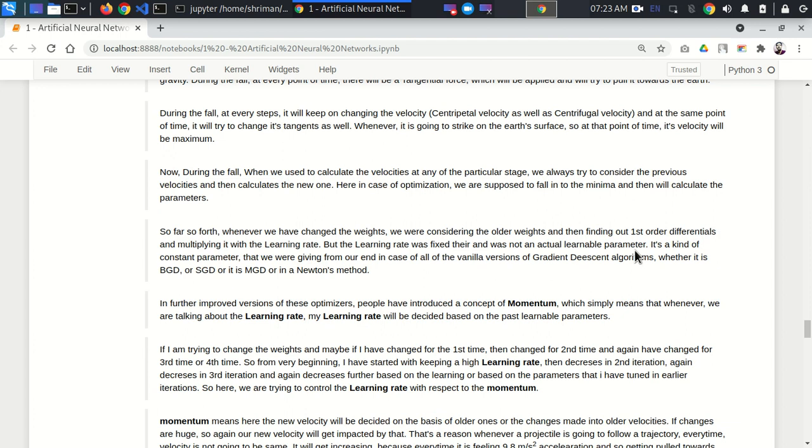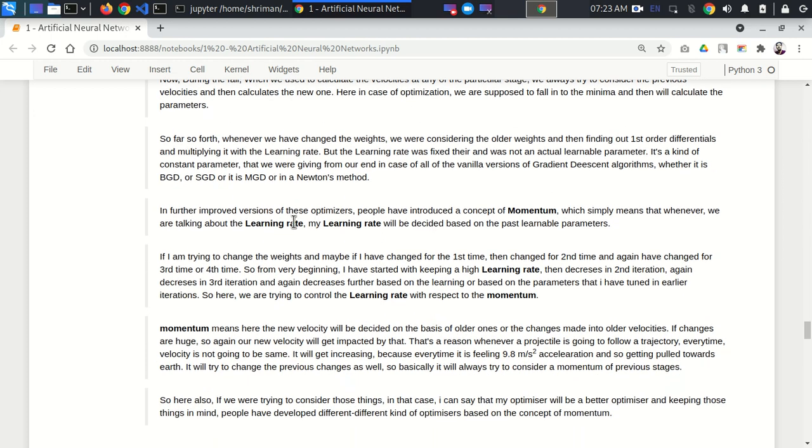So if I talk about SGD, BGD, MBGD, in each and every place your learning rate was a fixed one. It was not a learnable parameter, and we were giving a constant learning rate for each and every parameter to get convergence, right? And that was not a good thing. It's a constant parameter that we are giving from our end, in all the vanilla versions of gradient descent algorithms, whether it is BGD, SGD, MGD or Newton's method, right? In each case we are doing the same thing.